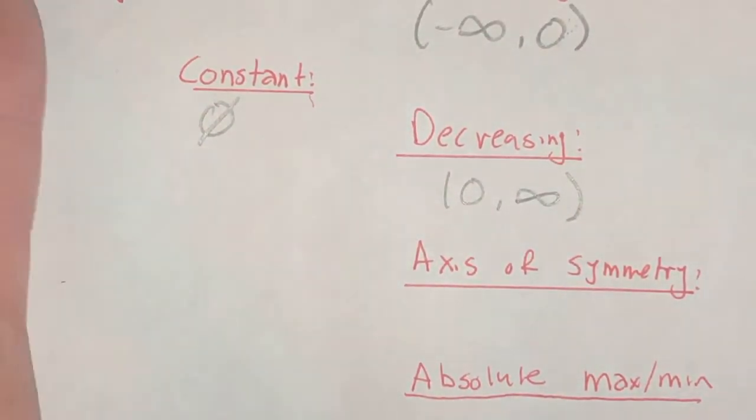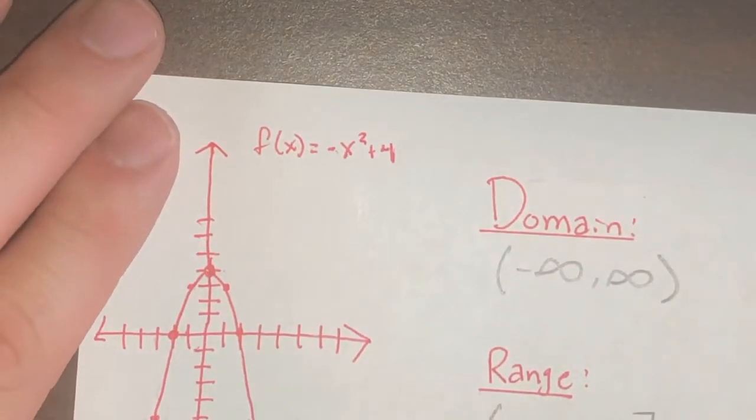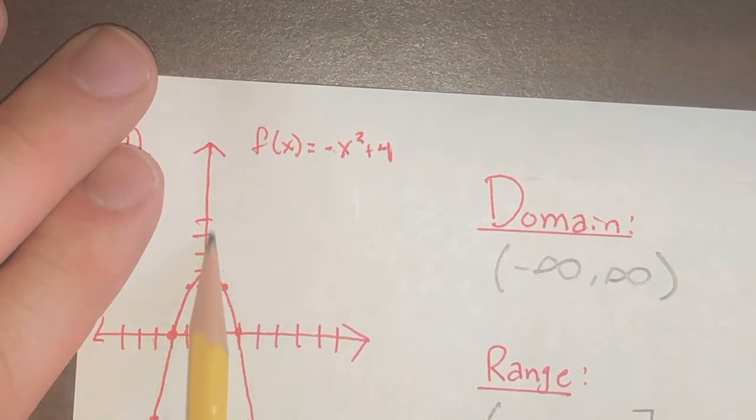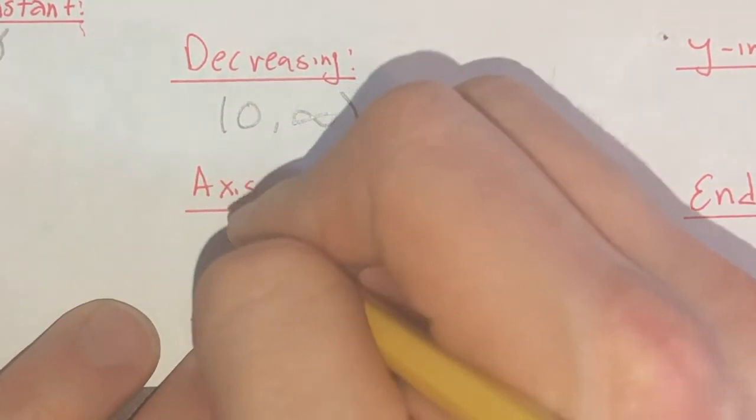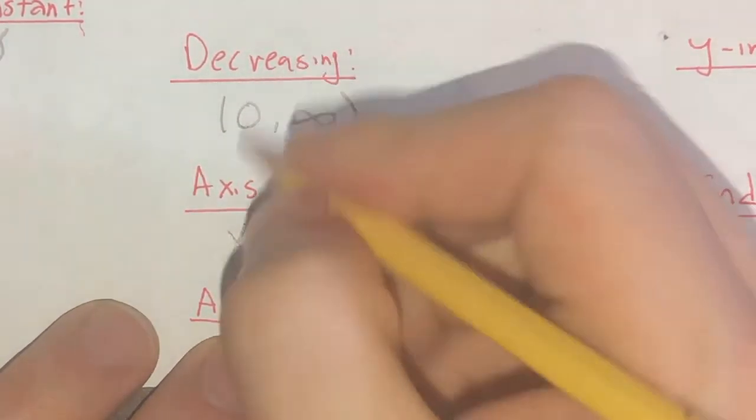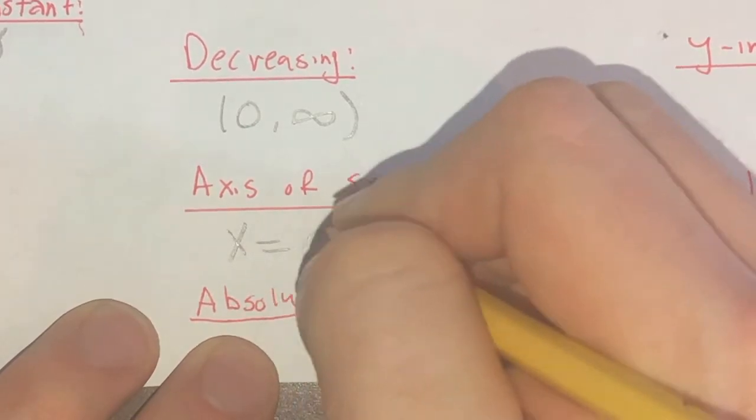Axis of symmetry. Is there a line such that we can take the graph and fold it over on itself? And there is. It's this line right here. And this line is x equals 0, because it's a vertical line.